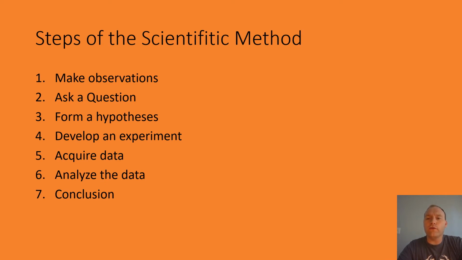Before we go any further, to make sure we are all on the same page, I would like to review the steps of the scientific method. I'm not going to go into detail about each one of these, because they should be self-explanatory since they have been talked about since grade school. So I'm just going to review them here. The first step is make observations. Second, ask a question. Third, form a hypothesis. Fourth, develop an experiment. Fifth, acquire data. Sixth, analyze the data. And seventh, form conclusions.